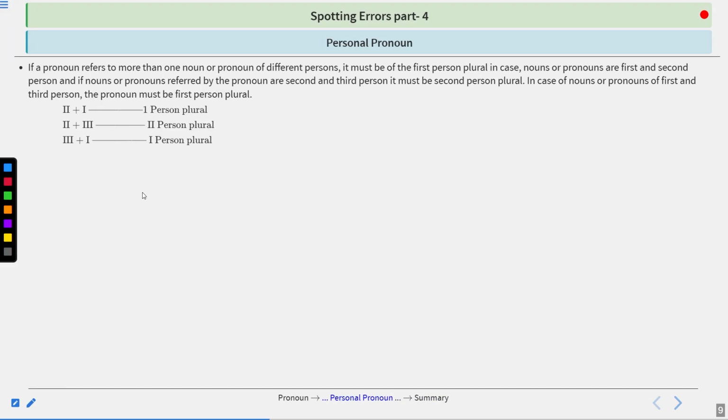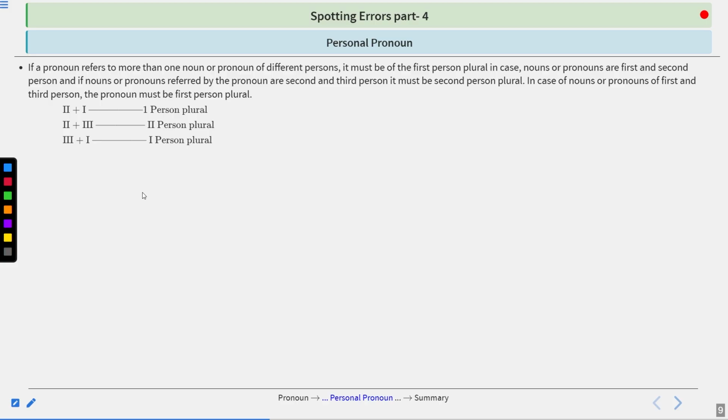If a pronoun refers to more than one noun or pronoun of different persons, it must be of the first person plural in case the nouns or pronouns are first and second person. And if the nouns or pronouns referred to by the pronoun are second and third person, it must be second person plural. In case of nouns or pronouns of first and third person, the pronoun must be first person plural. I hope you have done it.